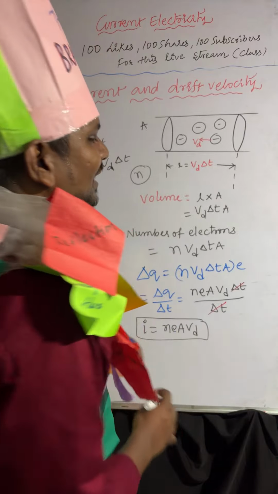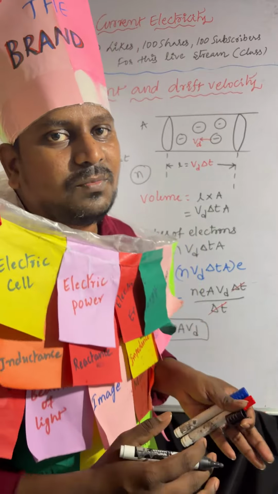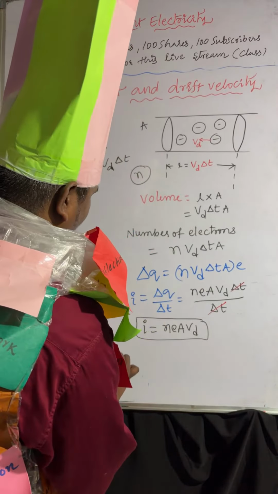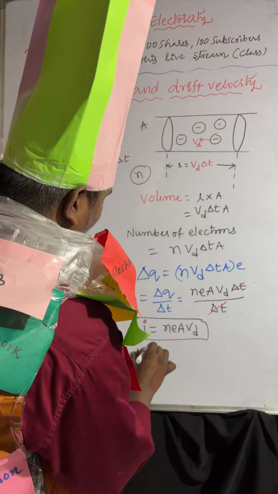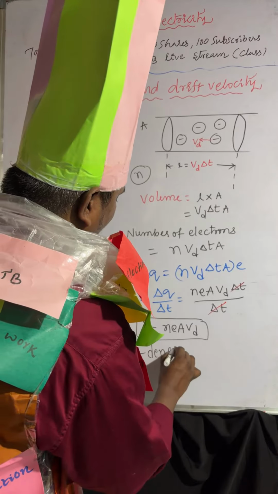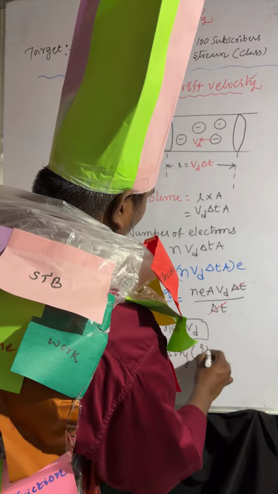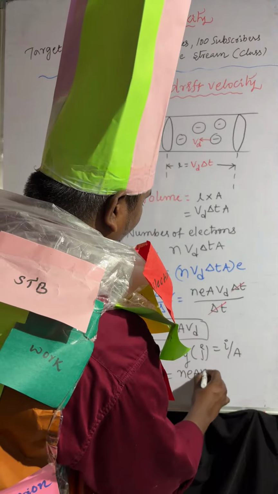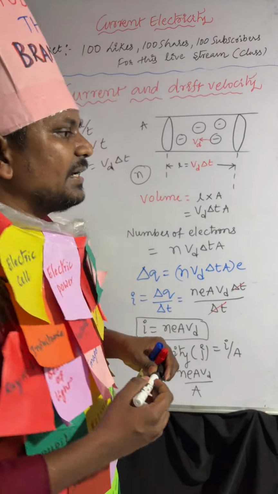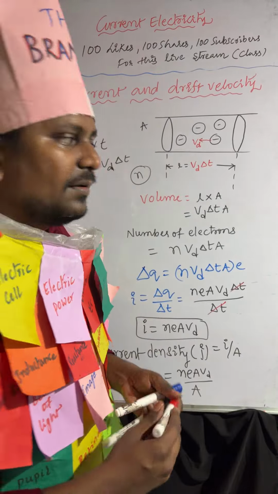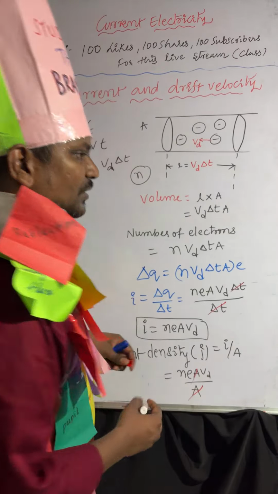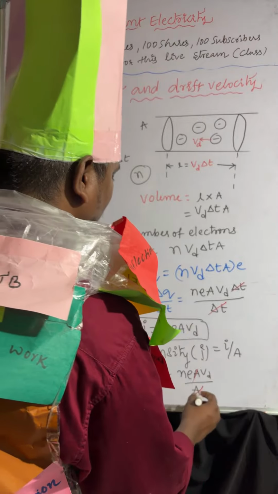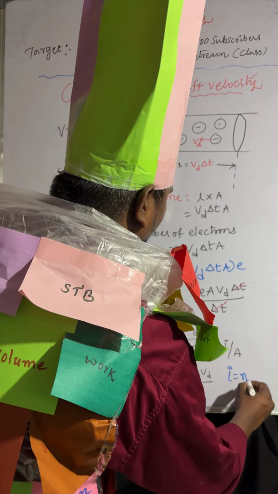Okay, now the current density formula. What is the current density formula? Current density J equal to I by A. So what is I? n e A Vd by A. So A gets cancelled. Shall I cancel A? Okay. So I am cancelling A. So what will be the remaining? J equal to n e Vd.